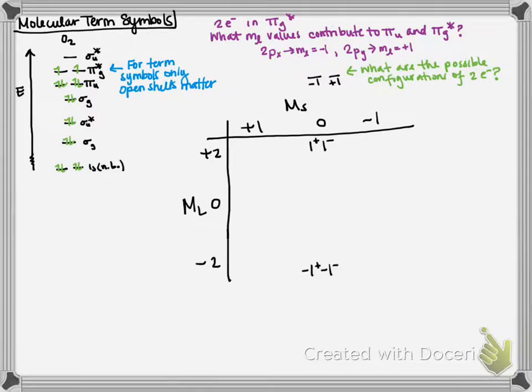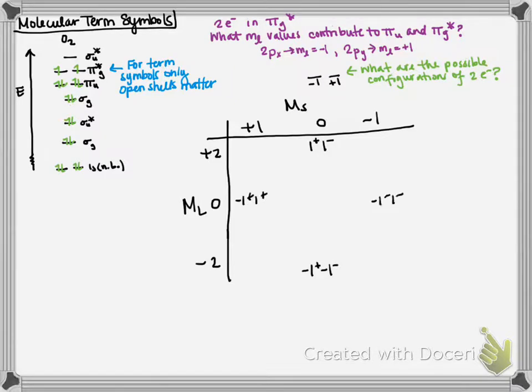Okay, so this is going to be a little bit different than atomic. The first one that I thought of was putting them either both in the positive 1 or both in the -1. And in order to avoid breaking Pauli exclusion, one would have to be spin up and the other would have to be spin down. So 1 plus 1 minus would be 2 electrons with opposite spins in the m sub L plus 1 orbital, or -1 plus -1 minus would be 1 spin up, 1 spin down, both in the -1 orbital.